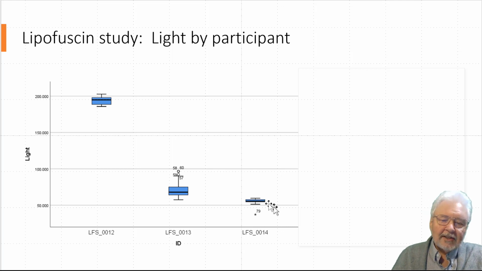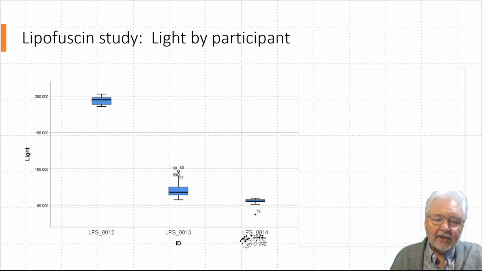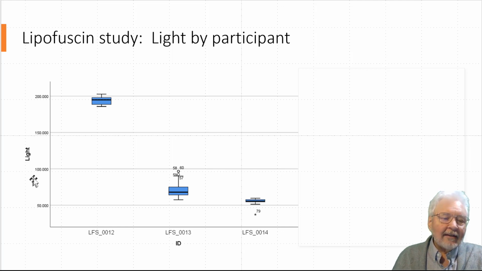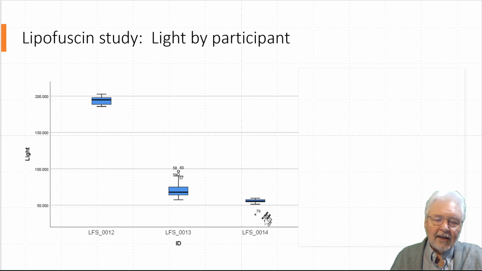So our first consideration is subject 14, and it's the lipofuscin study, and it's the average of the luminance that basically we think represents lipofuscin. And there's this value down here, observation number 79, that appears to be lower. It's an outlier on the low end side.